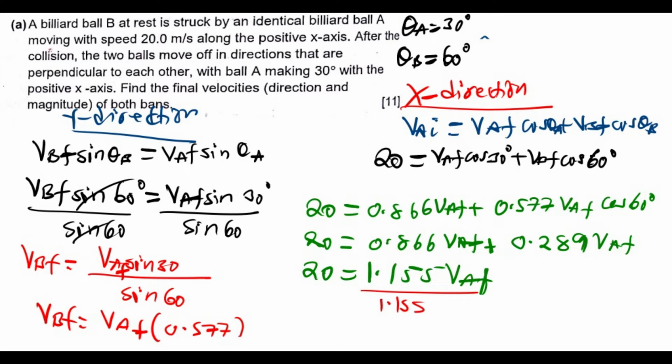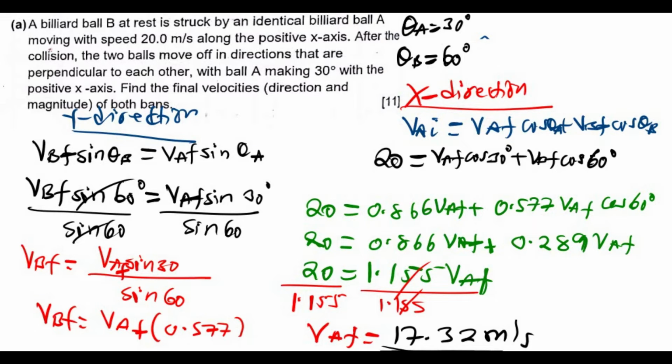Even here 1.155. So these will cancel, meaning that my VA final will be equal to 20 divided by 1.155. That is 17.32 meters per second. That will be my final velocity. Now this is making sense because the initial was 20. We don't expect it to be greater than 20, it has to be less than 20. That's what we need to know.